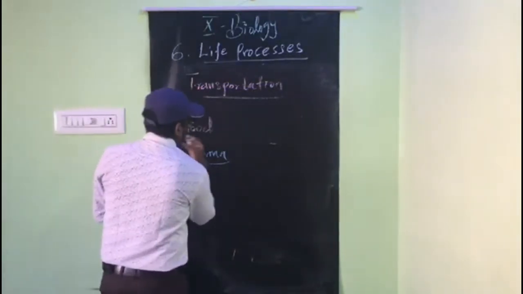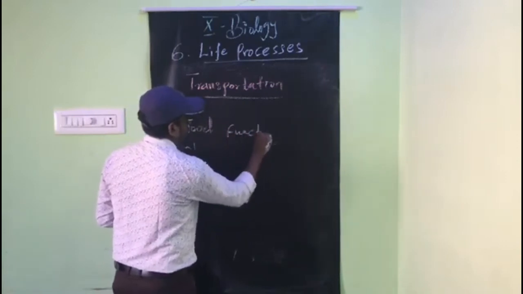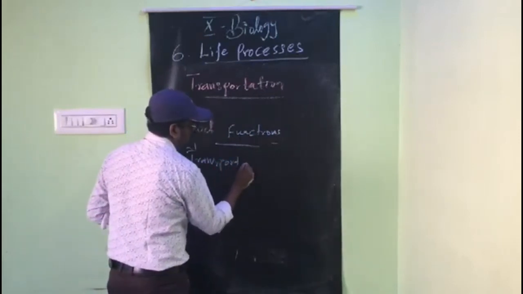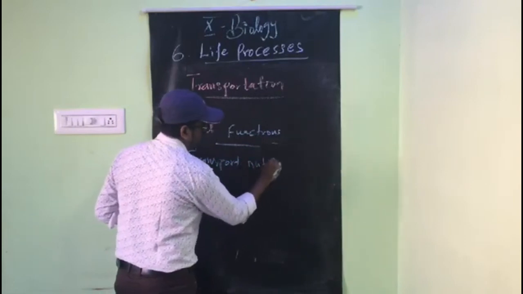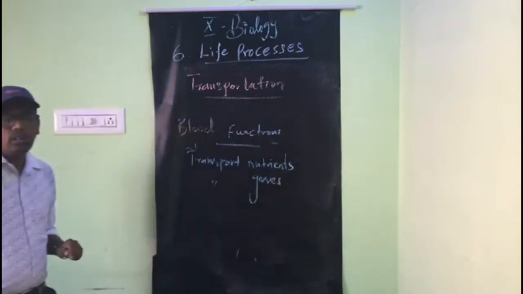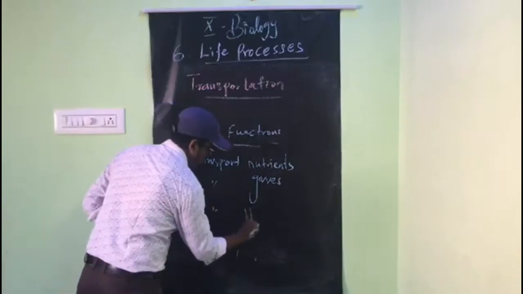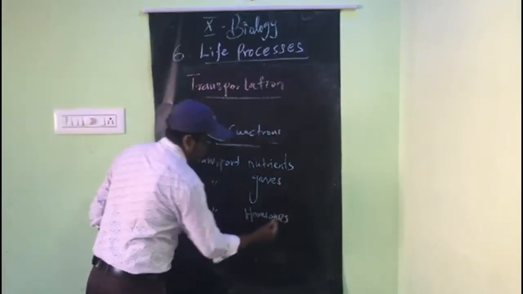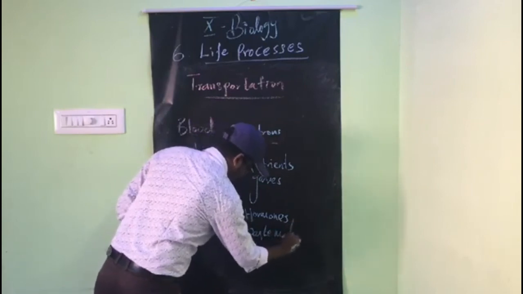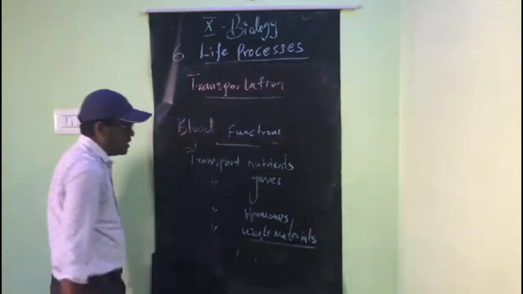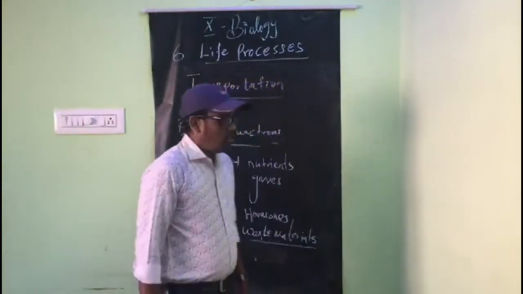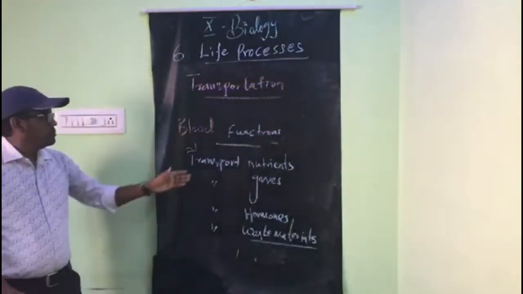Okay, the functions of the blood. Blood functions: transport nutrients, transport gases, that is oxygen and carbon dioxide, transport hormones, and transport waste materials. Here waste materials means urea, uric acid, like that, nitrogenous waste materials. So these are the functions of blood.